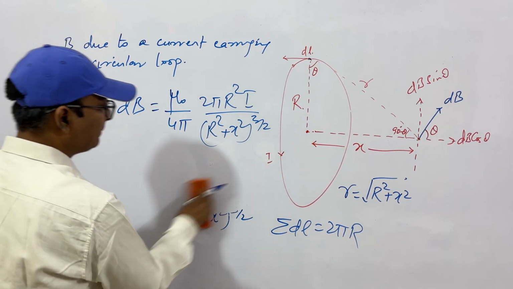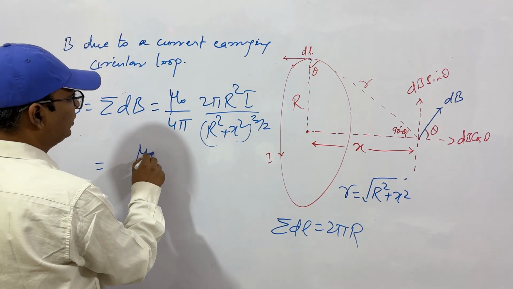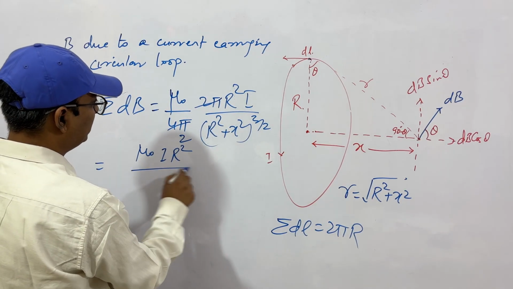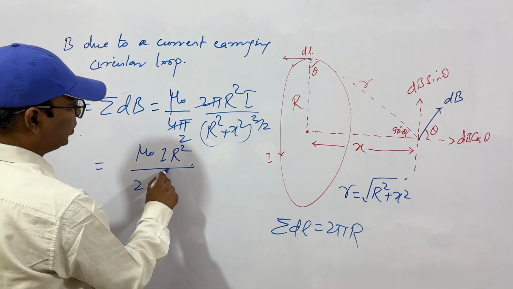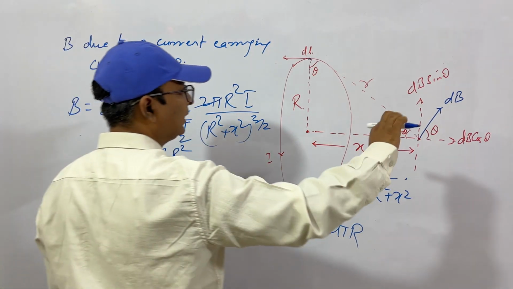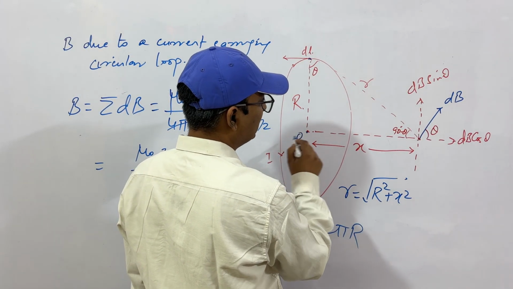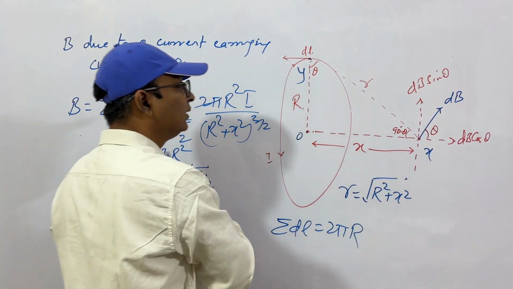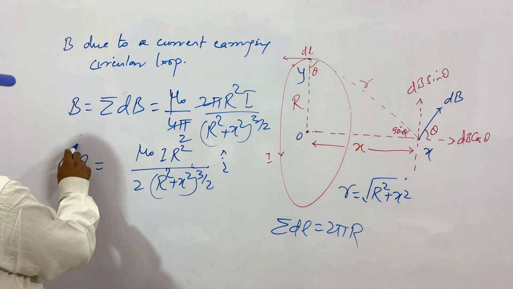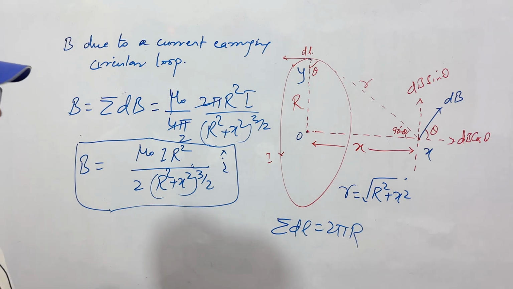Now this comes to mu 0, and 2 pi cancels with the 4 as 2. So this is mu 0 I r square by 2 into r square plus x square to the power 3 by 2. And the direction is this direction. If you take this as origin, this as x direction and this as y direction, the direction is in the x direction. So you can write i cap for this. This is the value of the magnetic field due to a current carrying circular loop.